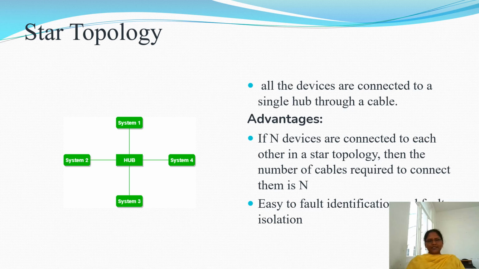Another type of topology is star topology. Here all the devices are connected to a single hub through a point-to-point cable. In the figure we have four systems. The four systems are connected to the hub in a point-to-point link. This is the advantage of star topology. Here the number of cables required for connection is minimal when compared to the mesh topology. We also have another advantage, that is fault identification and isolation of a faulty system is very easy when compared to the other types of topologies.